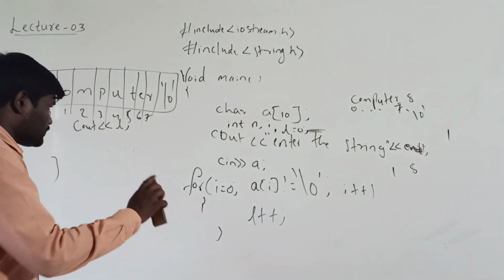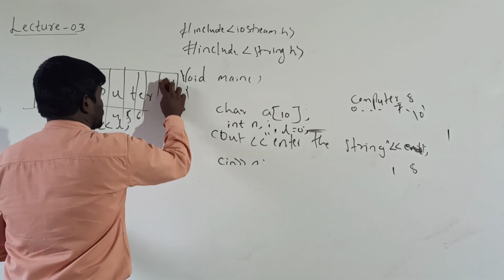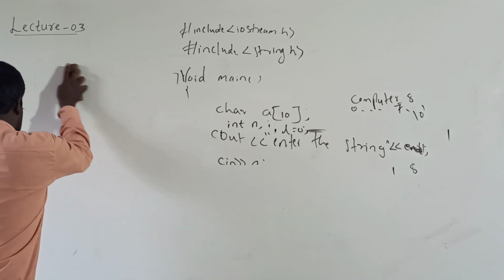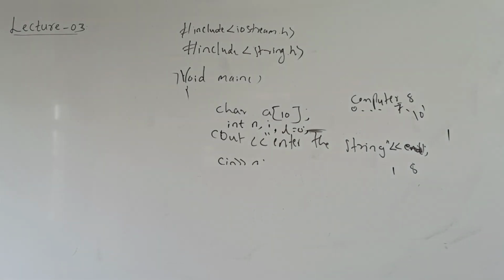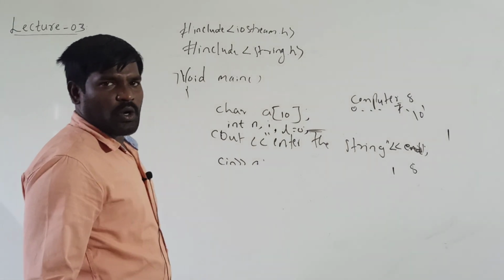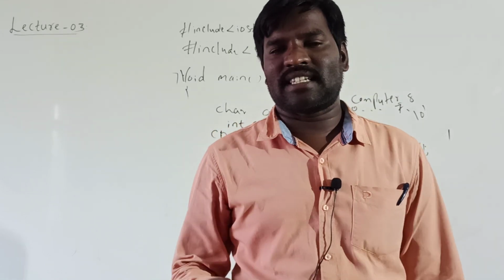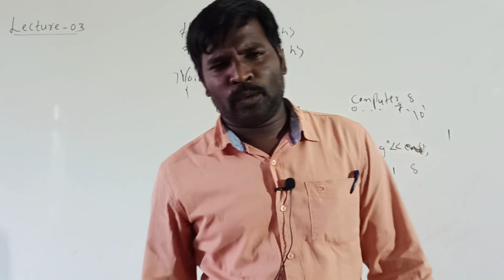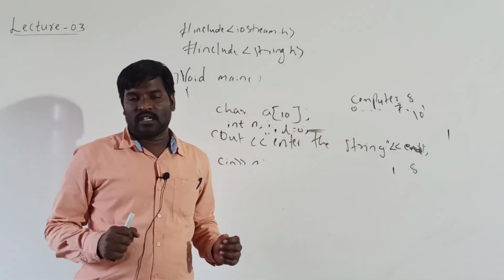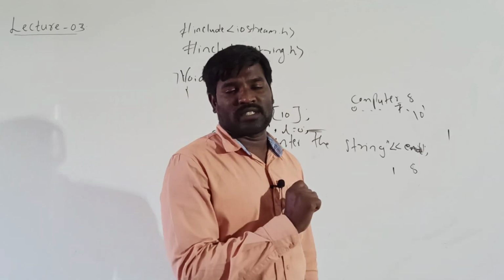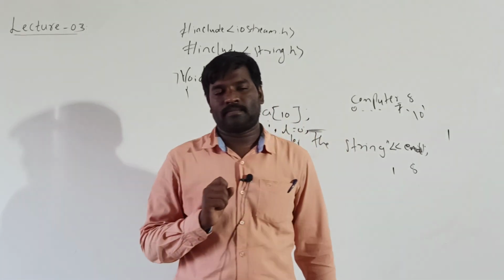Second example: write a C++ program to concatenate, or join, two strings without using the string handling function. If you are using the string handling function, you can declare the two strings. Concatenation means joining two strings. The second string is joined at the end of string 1.